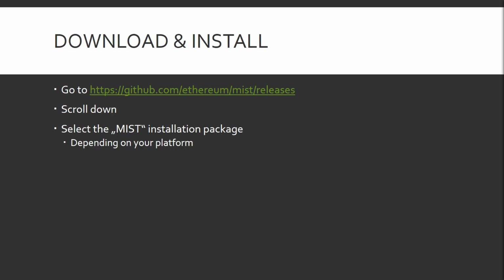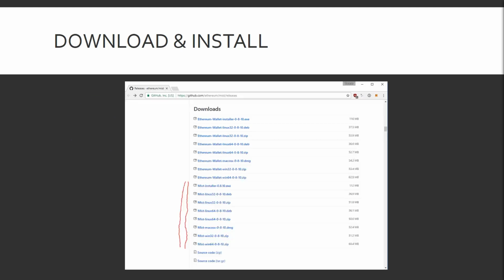This is where you can download and install Mist or the Ethereum wallet. Go to github.com/ethereum/mist/releases. Scroll down a little bit and select the Mist installation package. Of course, depending on your platform, you choose the one for Windows, Mac, or Linux. Here in the browser, you can find it.